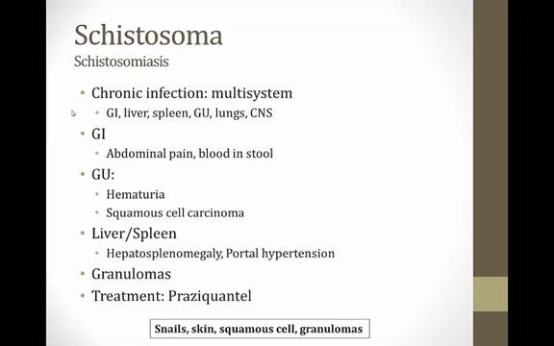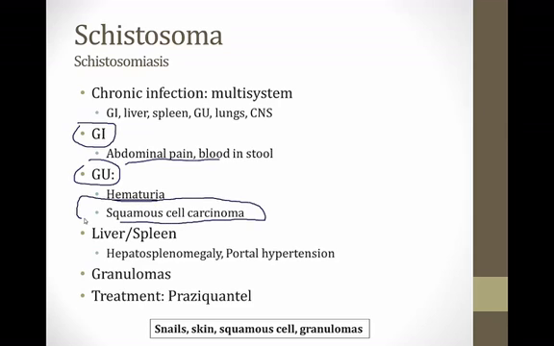Chronic schistosomiasis can affect almost any organ. It's a multi-system disease, but some key ones to know about are the GI tract. So people with schistosomiasis get abdominal pain and blood in the stool. And then it's very high yield to remember the genitourinary tract. People with schistosomiasis can have hematuria, and the chronic inflammation can lead to squamous cell carcinoma. And make sure you remember this as a potential association with squamous cell carcinoma of the bladder. In the liver and spleen, schistosomiasis can lead to hepatosplenomegaly and also portal hypertension.